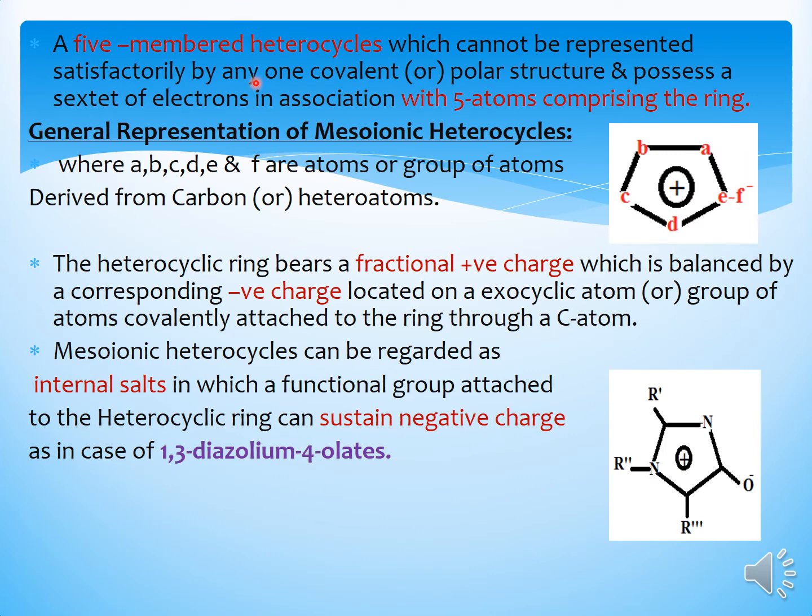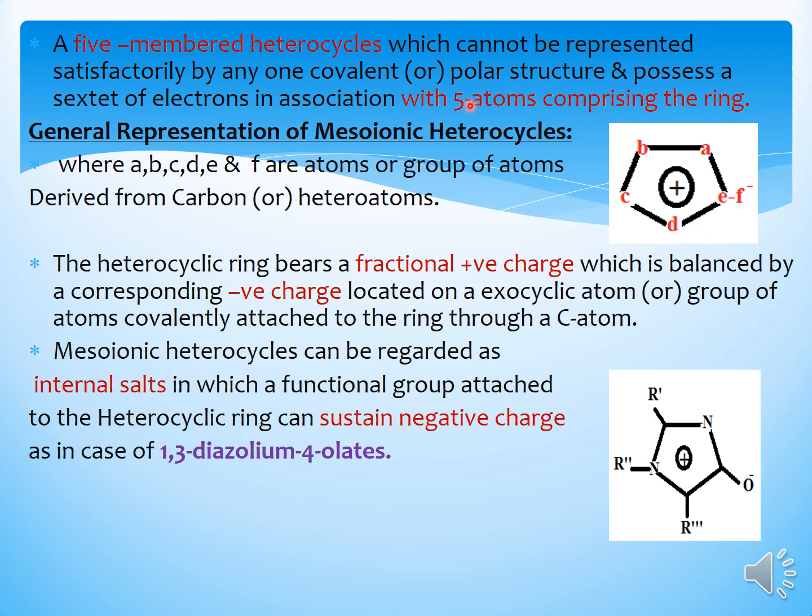So here is the modification of that definition. They are taking only 5-membered heterocycles, not 6-membered. Okay, so a 5-membered heterocycle which cannot be represented satisfactorily by any one covalent or polar structure. It will not have covalent or polar structures, and it will possess a sextet of electrons in association with the 5 atoms comprising the heterocyclic ring.